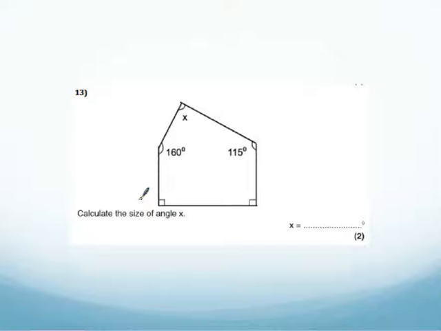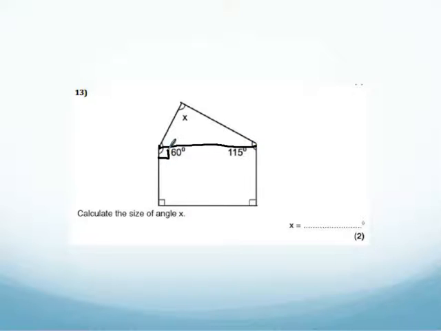Here we want to calculate the size of angle X. Now, there's a couple of ways you could go about this. This is a pentagon, although it doesn't look like a regular pentagon. It is a five-sided shape. So you could use the angle properties of how many degrees you expect to be in a pentagon. But there is another way to do this. The other way is to split this into a rectangle and a triangle.